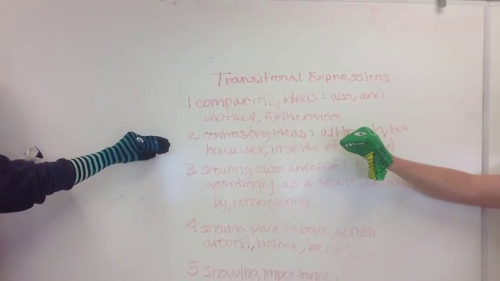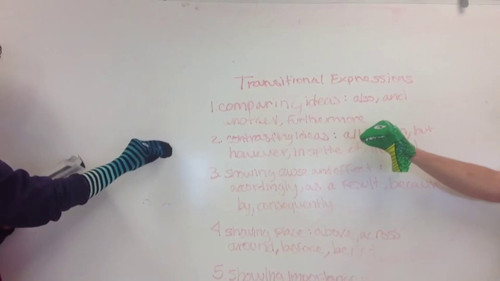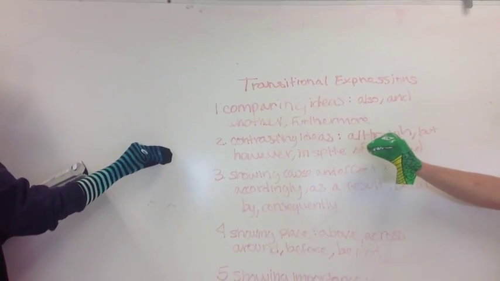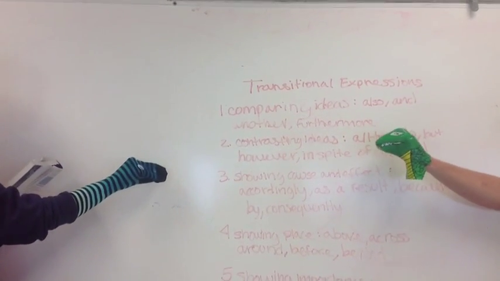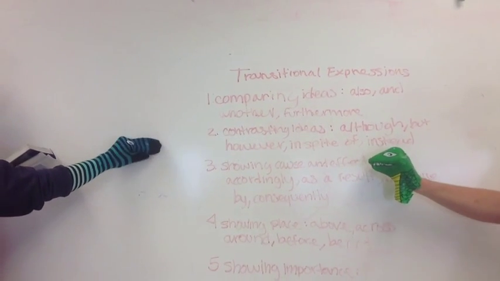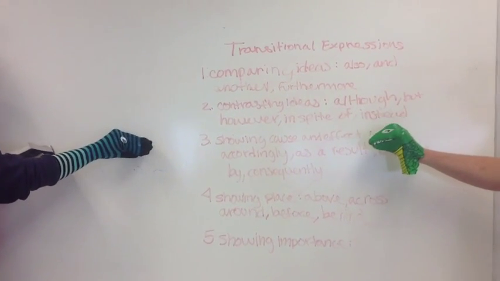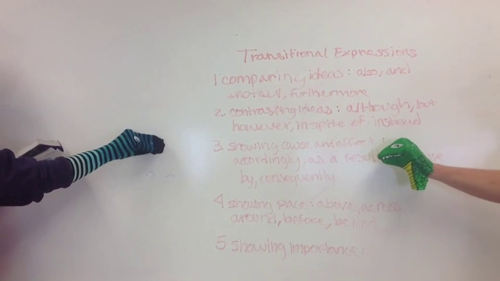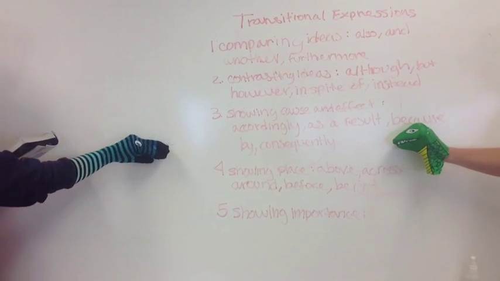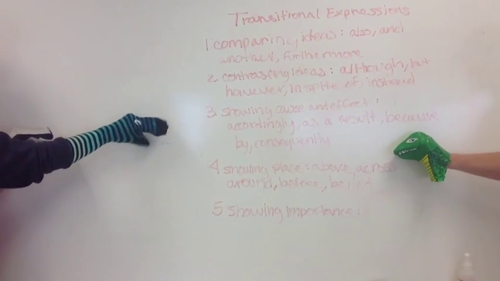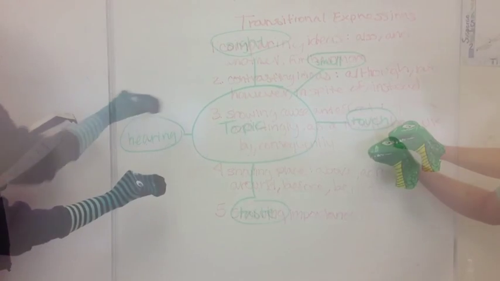You can also create coherence between ideas using transitional expressions. These are words and phrases that show connection between ideas. You can do this by comparing ideas, words like also and so on. You can do it by contrasting, which is like comparing, as you know, but the opposite. Yes, you can do it by showing cause and effect. So, for example, the deer scared me, and so I jumped out of my pants. You can do it by showing place, above, across, etc. And you can do it by showing importance. Does this make sense to you? Yes. Excellent. All right, moving on.